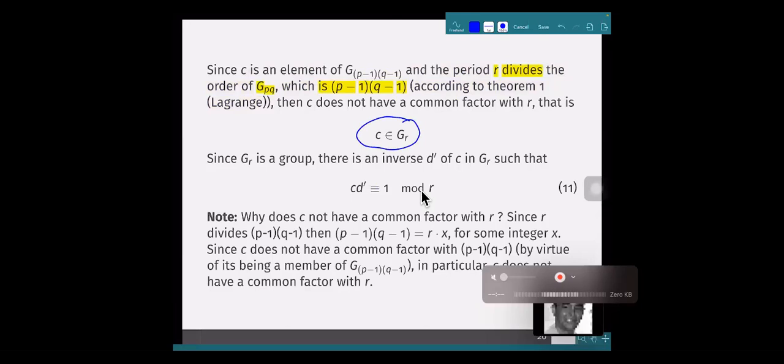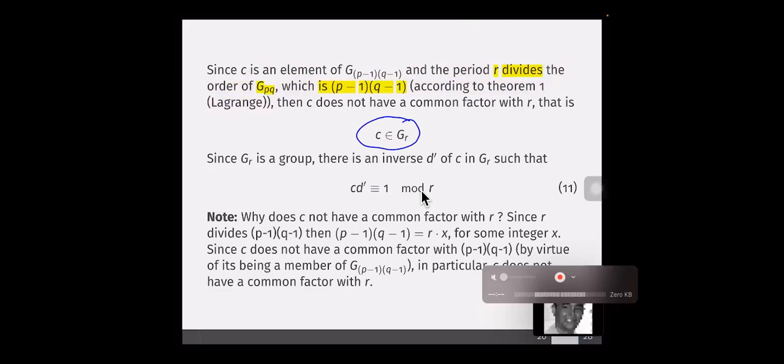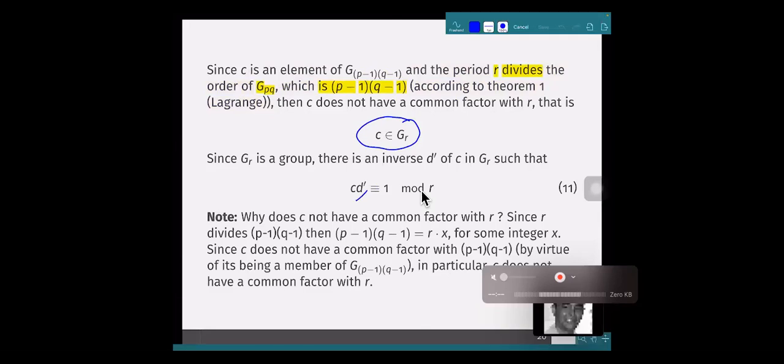Now, since GR is a group, there is an inverse. Since this is a group, C has an inverse, and we call this inverse D prime. Okay, guys, now let me explain. Why is it that C does not have a common factor with R?